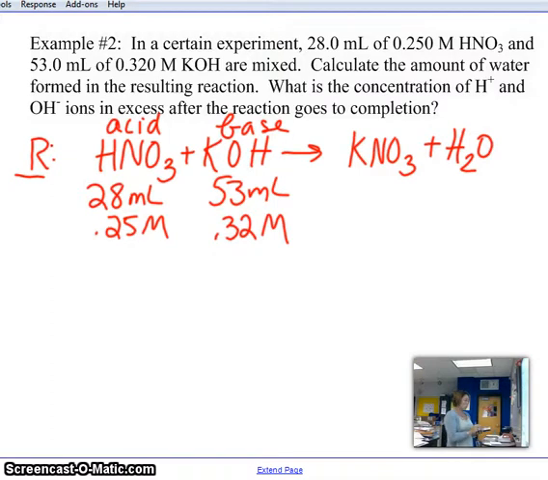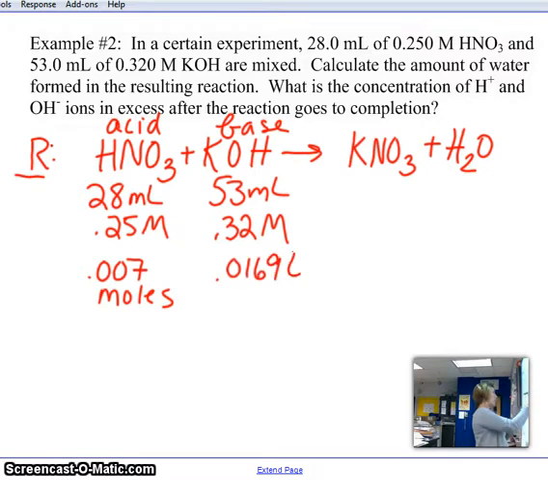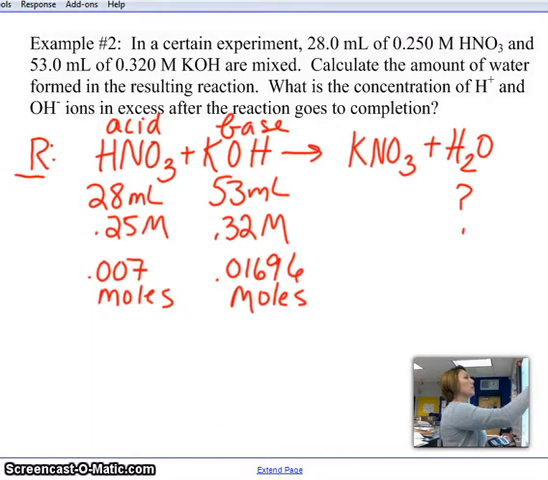So I'll find the moles of each of those. This should be 0.007 moles. And this will be 0.01696 moles. Okay? They want the amount of water, and they want who's in excess. Since I have enough information to find moles of both my reactants, it is a limiting reagent problem.